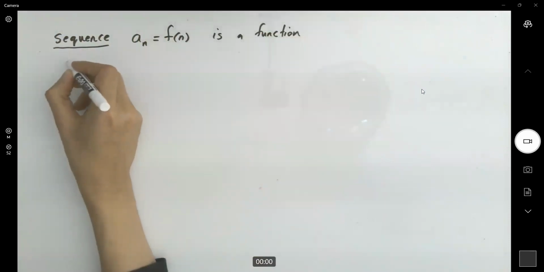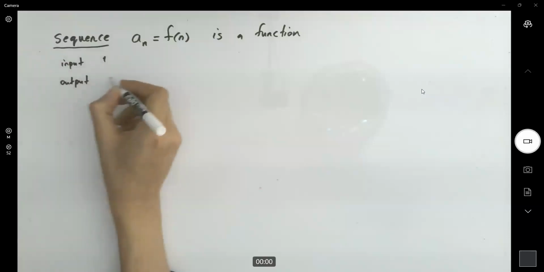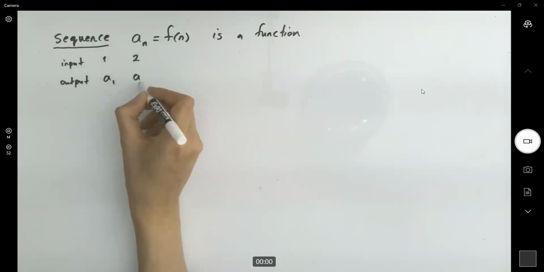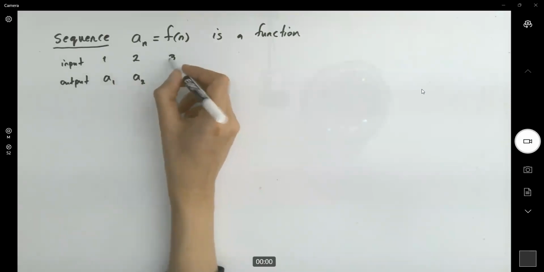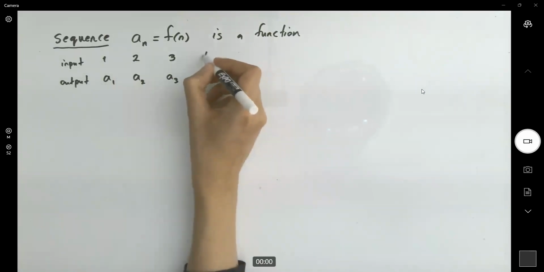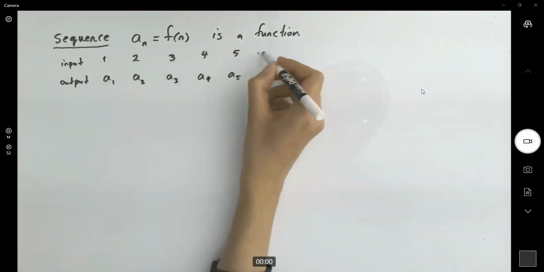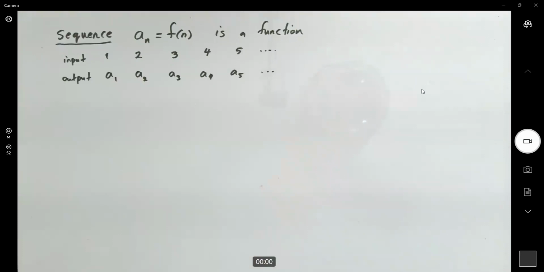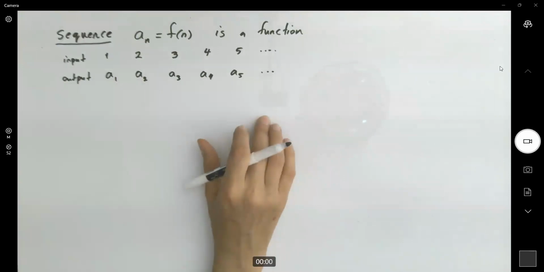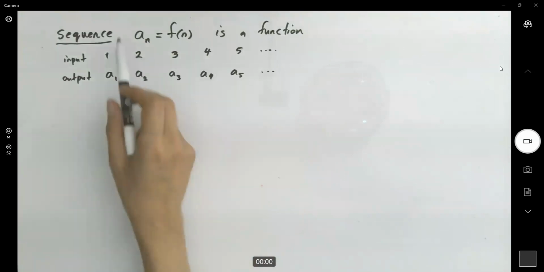If your input value is 1, your output value is A sub 1. If your input value is 2, your output value, the second term, is A sub 2. If your input value is 3, your output value, or the third term, is A sub 3. If it's 4, it's going to be A sub 4, 5, A sub 5, and so on. So we recognize a sequence by its terms, the output values. Input value is just representing the domain, output value is representing the range of this function.